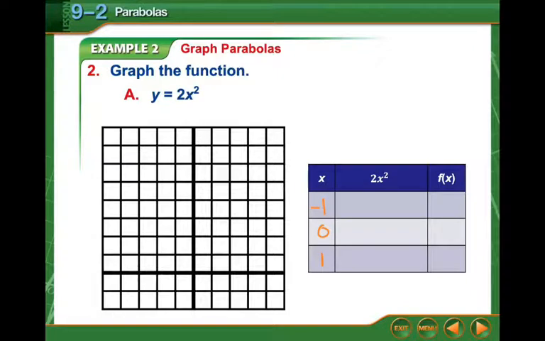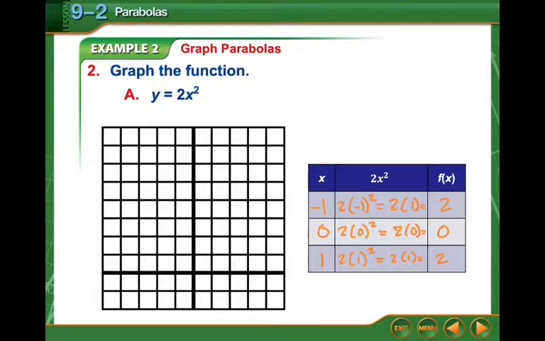And so then we have 2 times negative 1 squared. Negative 1 squared is 1, so it's 2 times 1, which is 2. 0, 2 times 0 squared. 0 squared is 0, so 2 times 0 is 0. And then the 2 times 1 squared. Again, 1 squared is 1. So that's also a 2.